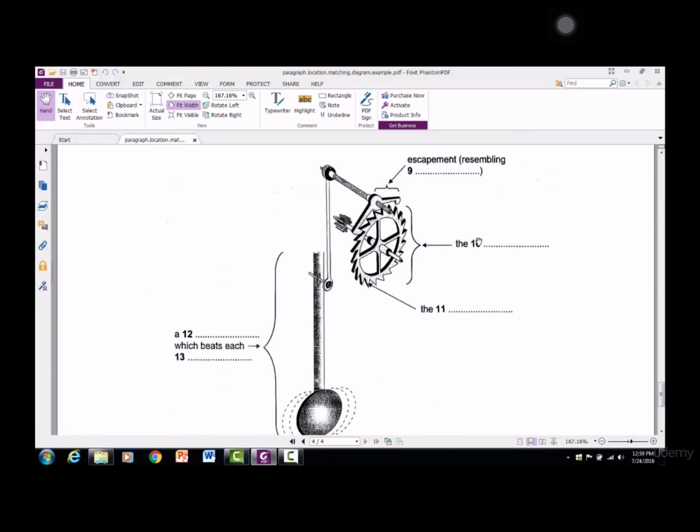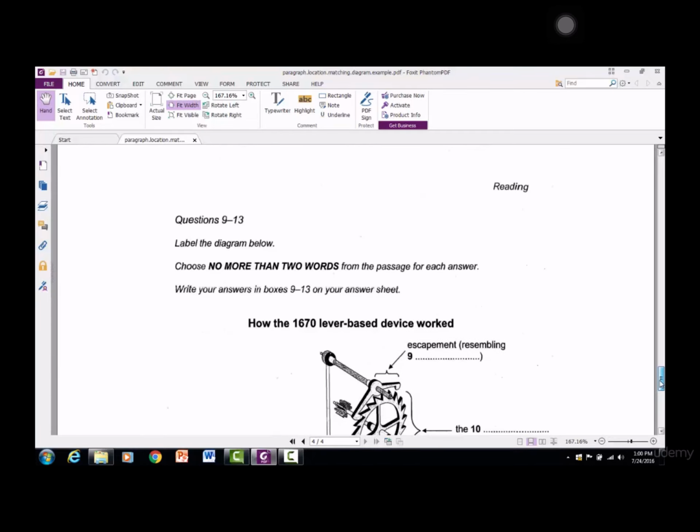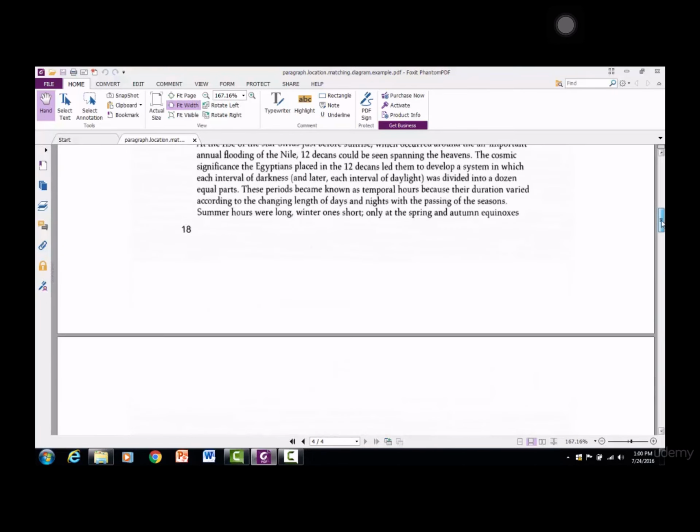Number 10 is going to be something that describes what this is. You have to look at what that looks like. Number 11 is going to be a word that describes what these little pointy things are right here. All right, and number 12 and 13 are connected to this language, which beats each. That's very helpful because 12 and 13 are connected: a blank which beats each blank. Okay? All right, so first let's find the paragraph that we need to look for.